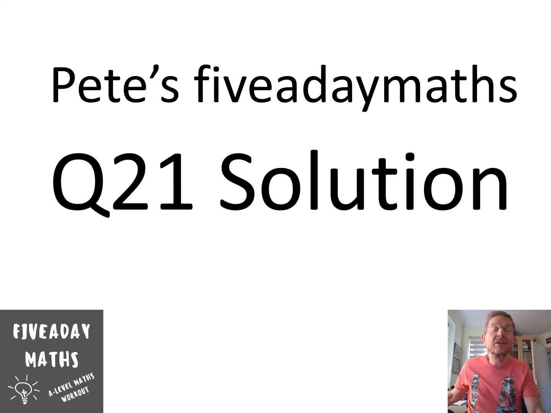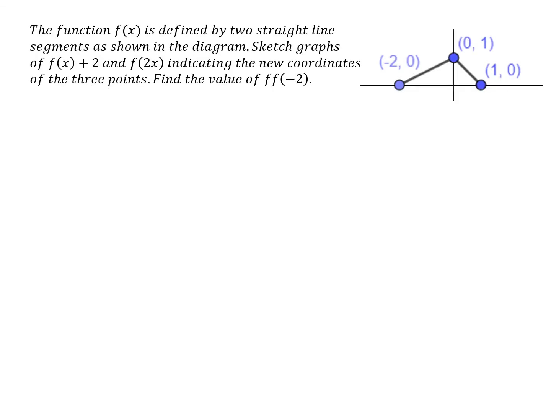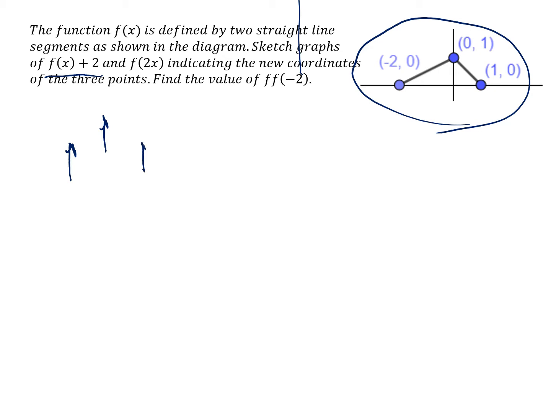Okay, so let's see how you got on with question 21. So on this graph here, the one that we've been given, y equals f of x. When we try to draw the graph of y equals f of x plus 2, that means that the y values are increasing by 2. So basically, each point is going up by 2 units. So when we look at the new graph, this is what it looks like.